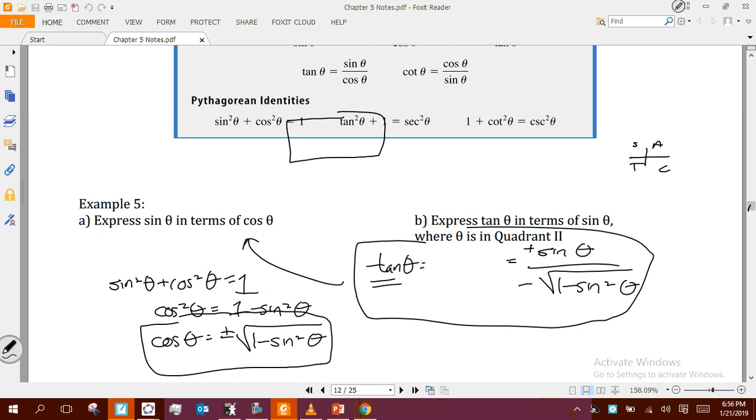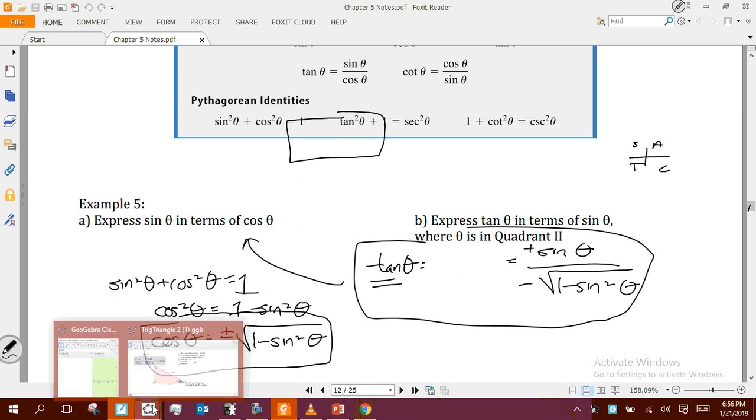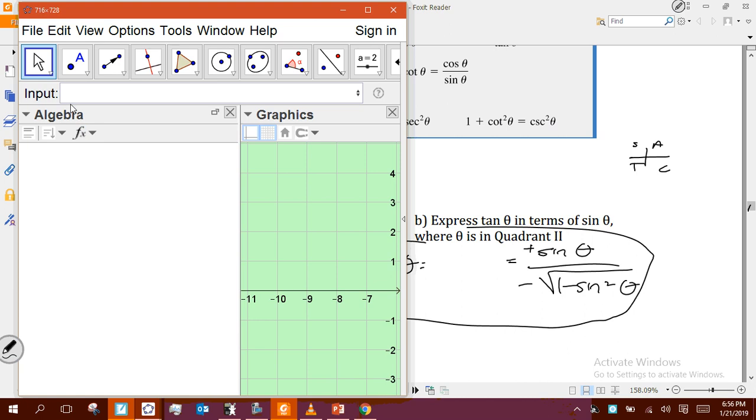Now, let's see how this works out. I think this is a good idea to try to grasp an idea of what's going on here. It says theta is in the second quadrant. I'm going to choose a number that's in the second quadrant. I know 98 degrees is in the second quadrant. So I'll just evaluate tangent at 98 using that number right there. That means that if I evaluate this at 98 degrees, it should give me the same negative 7.12 number.